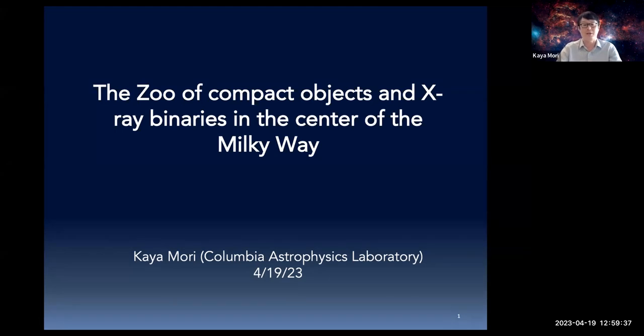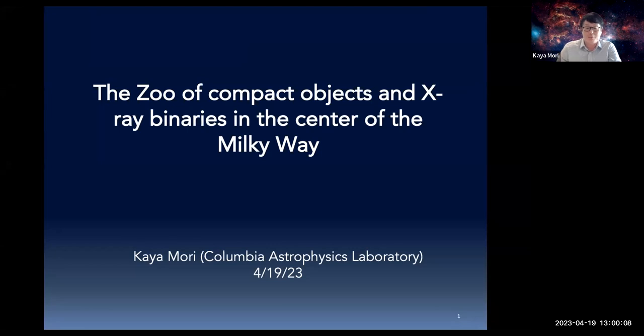I'm going to be talking about compact objects and their X-ray binaries in the galactic center. Let me start with my conversation with my wife a few years ago when the Nobel Prize in Physics was awarded to Dr. Ghez and Genzel. She's not in science, and she asked me, I know you work in the galactic center. Why didn't you win the Nobel Prize? I said, I was in the wrong wavelengths. I work in X-rays. They work in infrared.